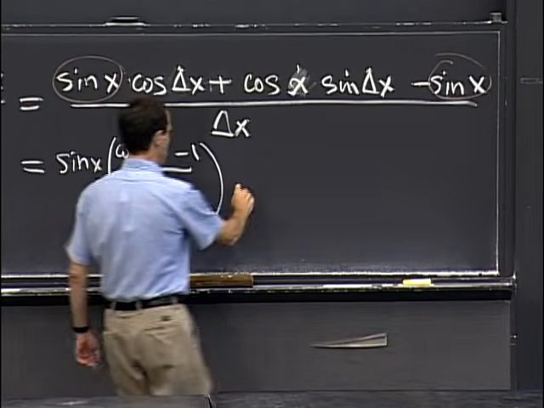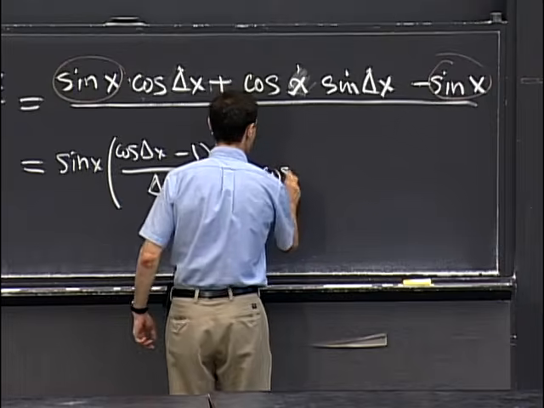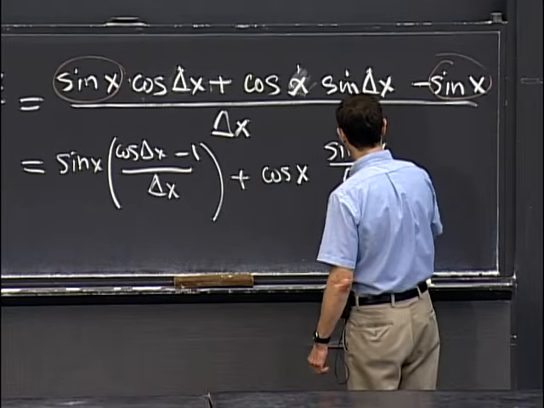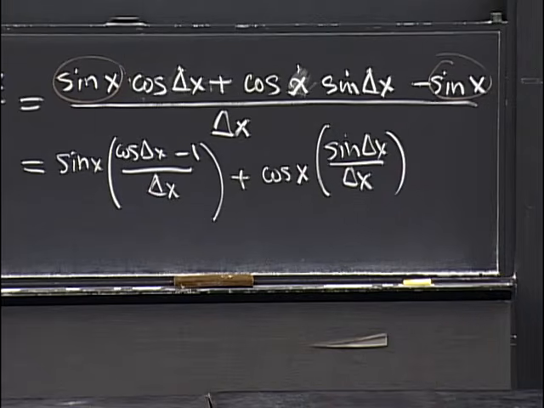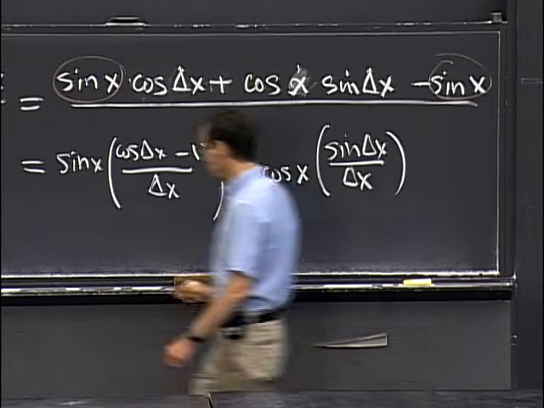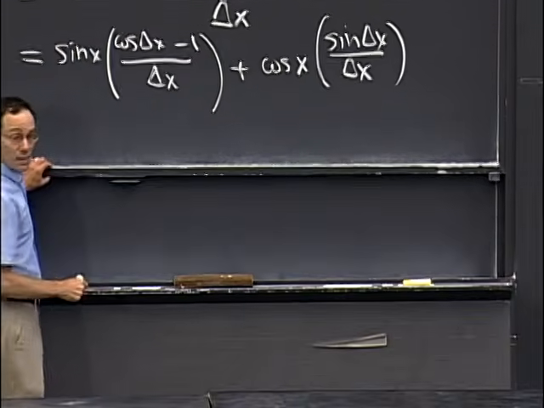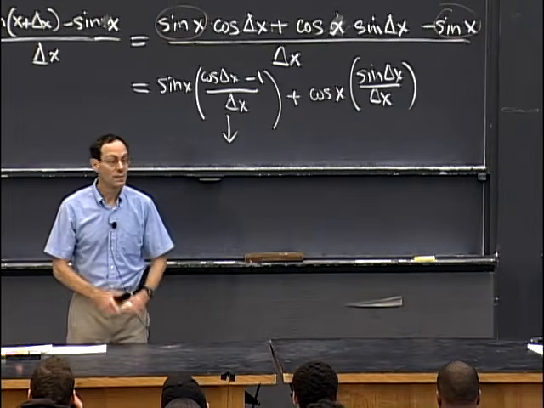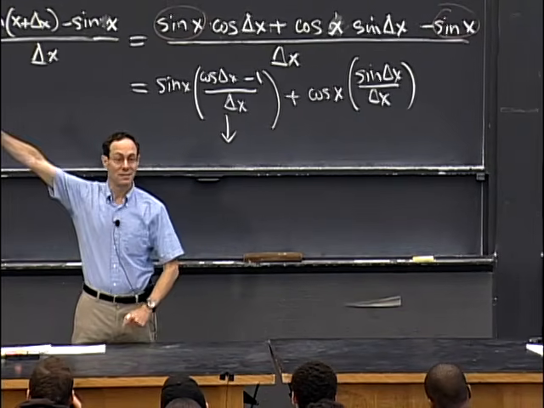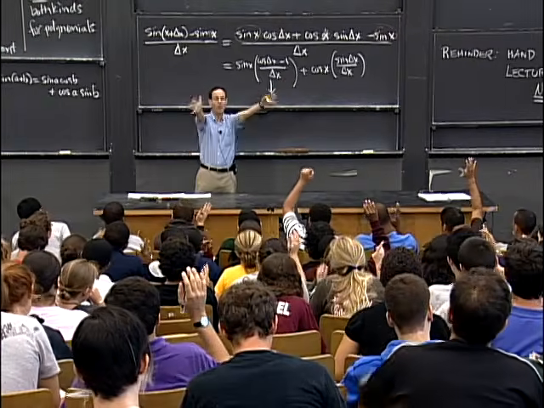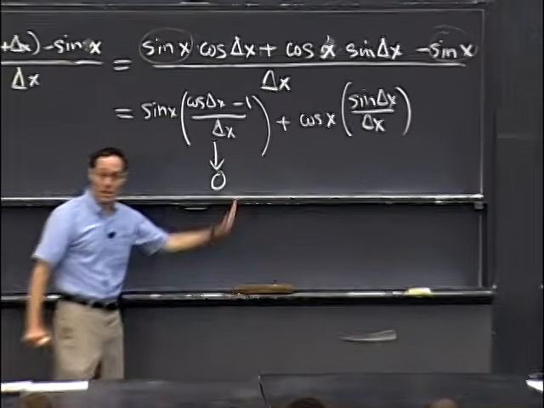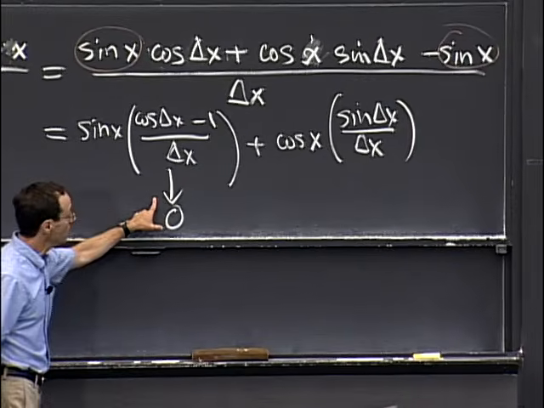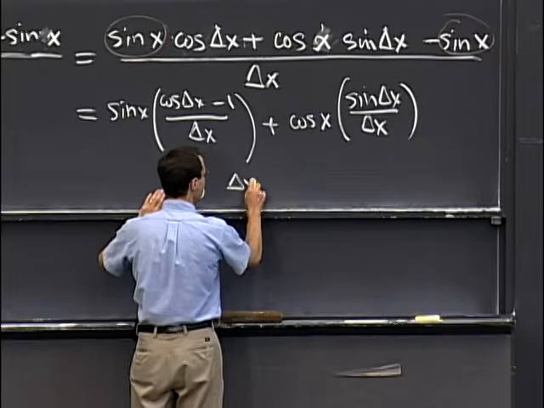And now what's left? Well, there's a cosine x that factors out, and then the other factor is sine delta x over delta x. Okay, now, does anyone remember from last time what this thing goes to? How many people say 1? How many people say 0? All right, it's 0. That's my favorite number. It's the easiest number to deal with. So this goes to 0, and that's what happens as delta x tends to 0.